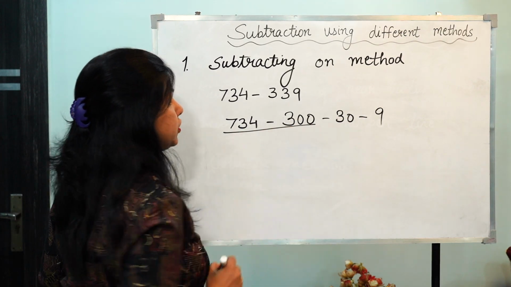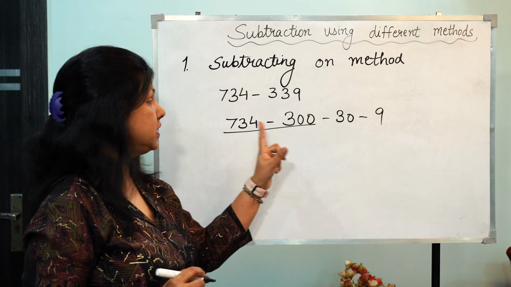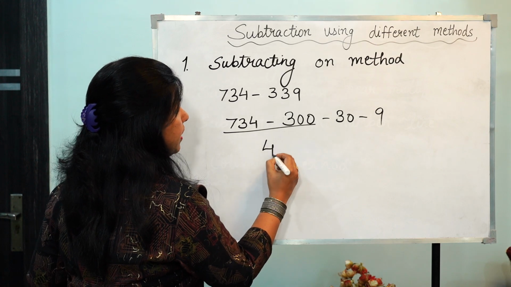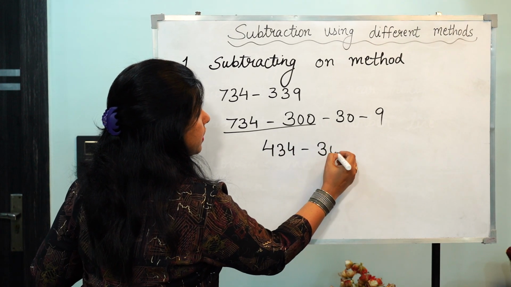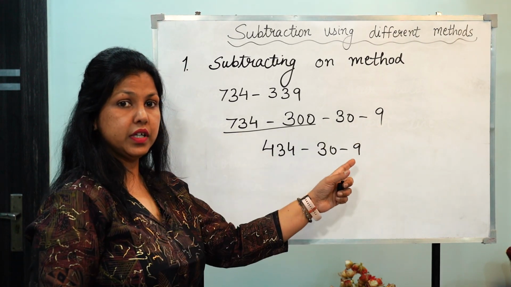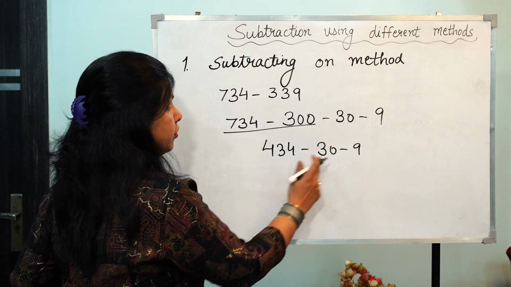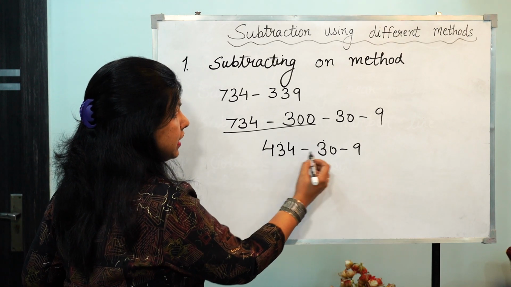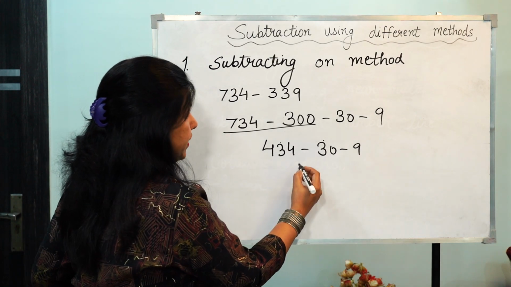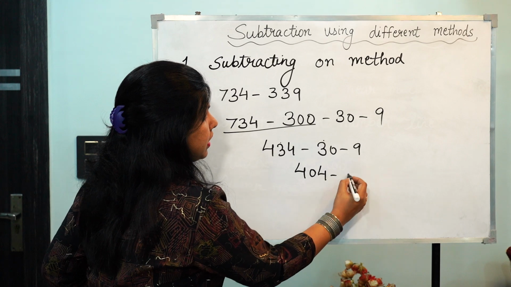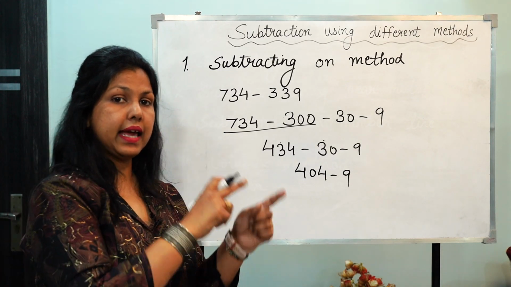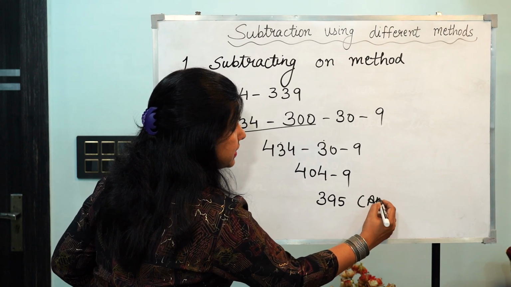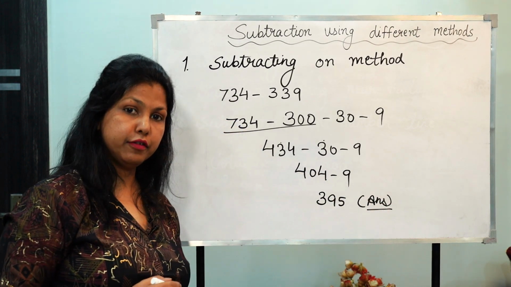Now first of all we are going to subtract these two numbers. 734 minus 300, that gives us 434, and I am copying these two numbers as it is over here. Then 434 minus 30, so we are going to lessen the tens digit, that is 3, because we are reducing it from 30. It gives us 404, and 404 minus 9 you can calculate by using backward counting. We will get 395 as answer, which is also called difference.